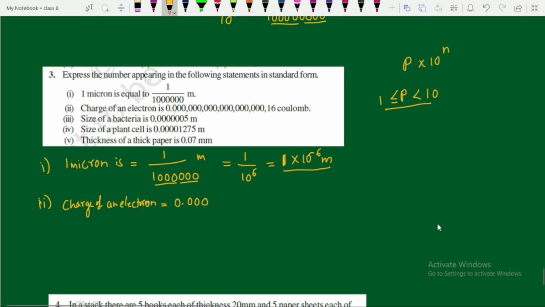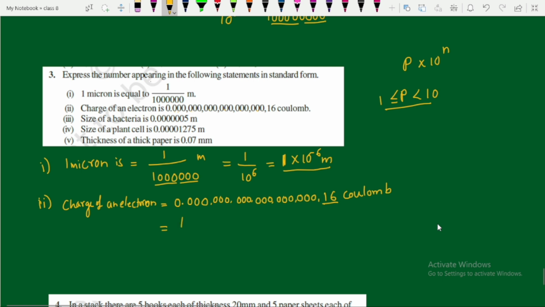Counting: 3, 6, 9, 12, 15, 16. Yes, 18 zeros are there, and the last digits are 1.6 coulomb. So this one you are going to write in standard form. That means the decimal point should be between 1 and 6, that is 1.6.